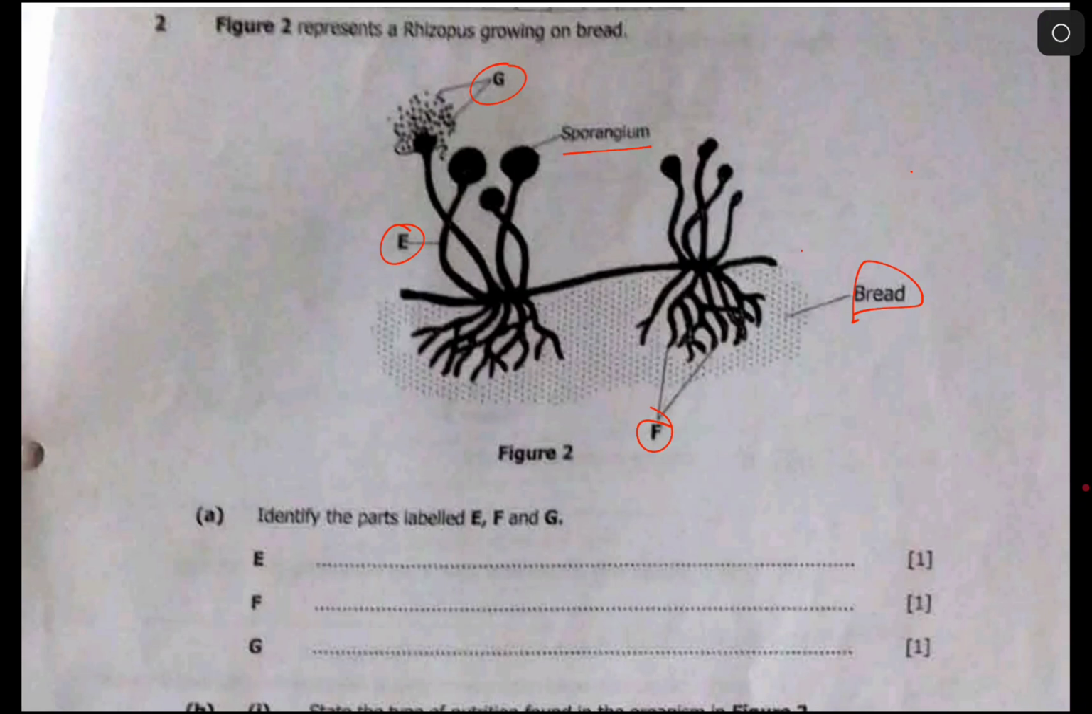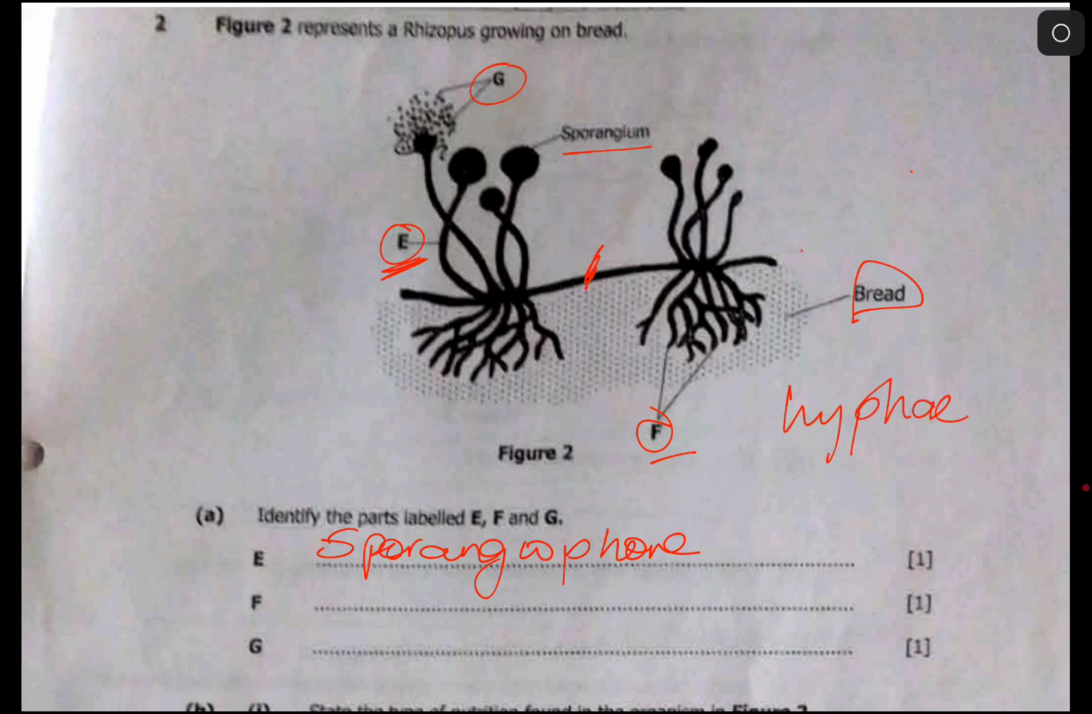Identify the part labeled E, F, and G. What is E? That's a sporangium. That's a sporangiophore. Now I just want to mention something. E and this friend of ours here and F, they are all called the hyphae. All of them, they are called the hyphae. So we've got the vertical ones, the horizontal, those are all called hyphae. And F is the stolon. The one we are also calling the hyphae. And G, those are the spores.